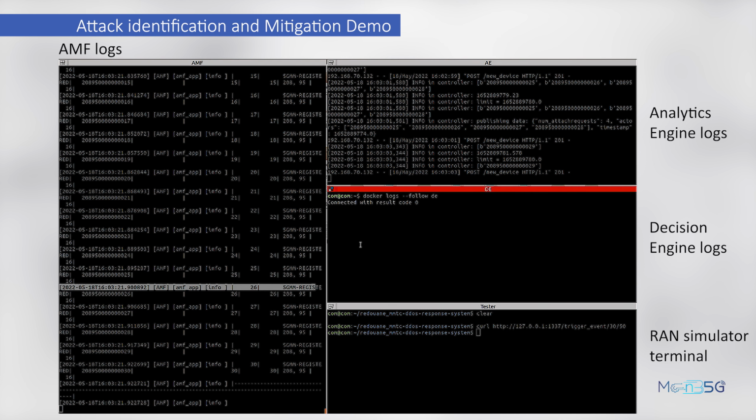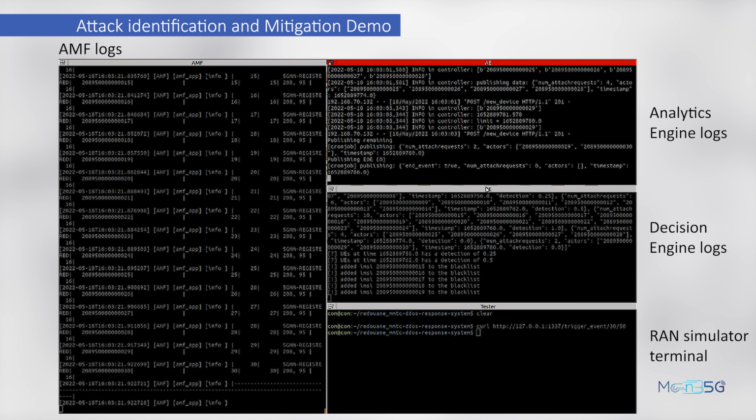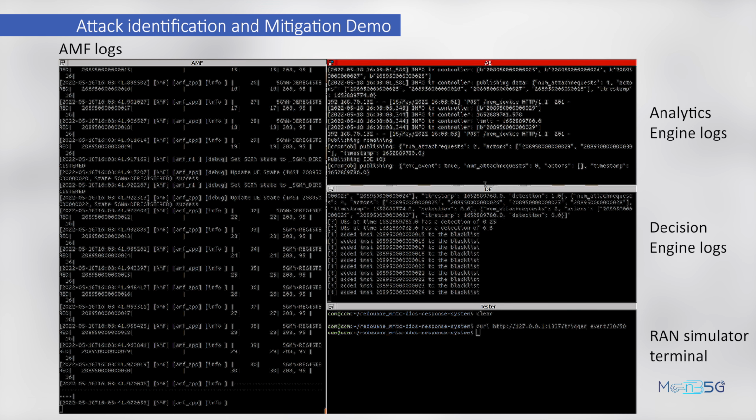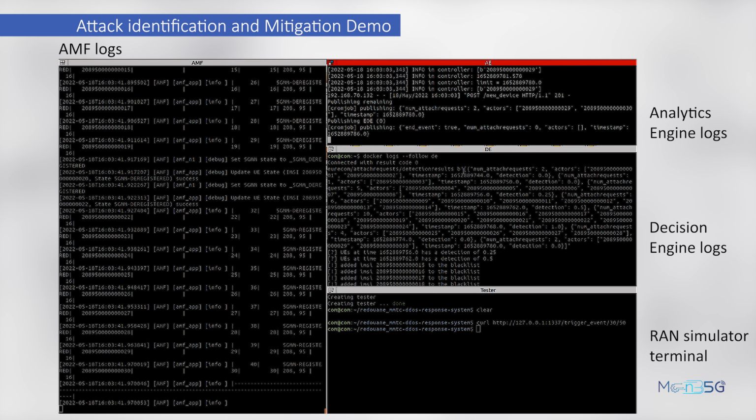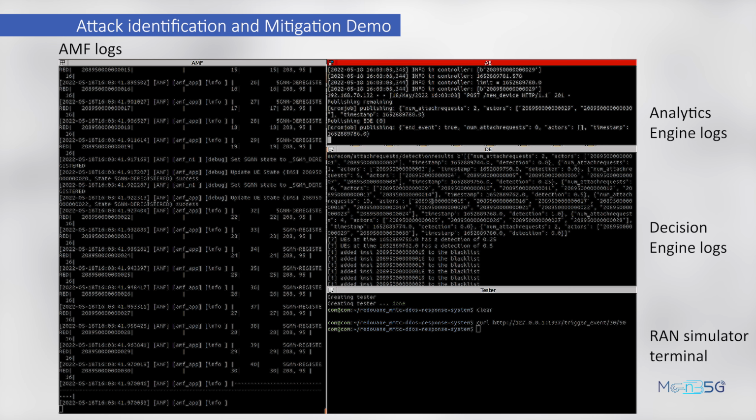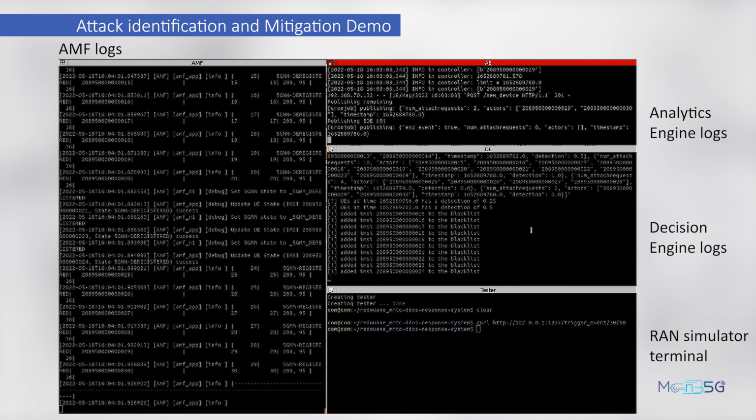After the event, the list of users associated with their detection rate appears in the decision engine. When the detection rate exceeds a defined threshold, the user is blacklisted, not being able to attach again. The MonB5G solution was able to detect the users participating in the attack and blacklist them.